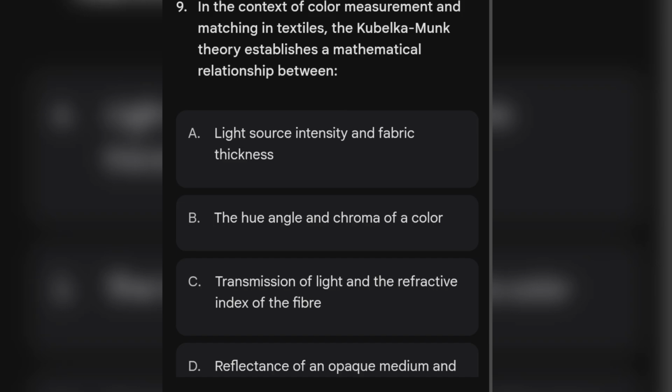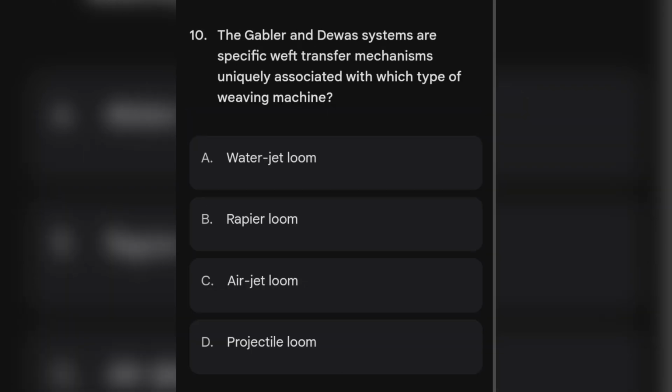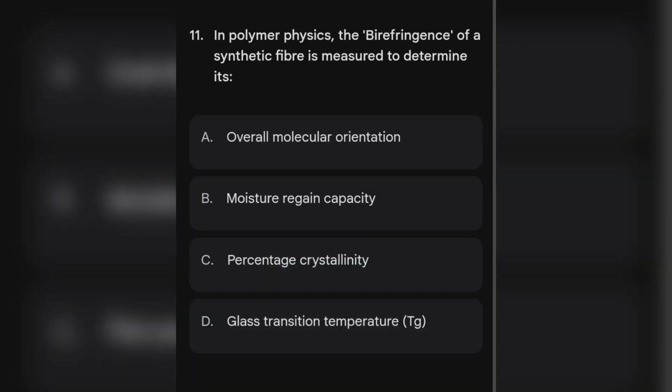In the context of color measurement and matching of textiles, the Kubelka-Munk theory establishes a mathematical relationship between reflectance and concentration. This question was asked previously, I guess in 1990. Which weft transfer mechanism is uniquely associated with which one of the looms? So it is Gabler and Dewas. It is a rapier one.